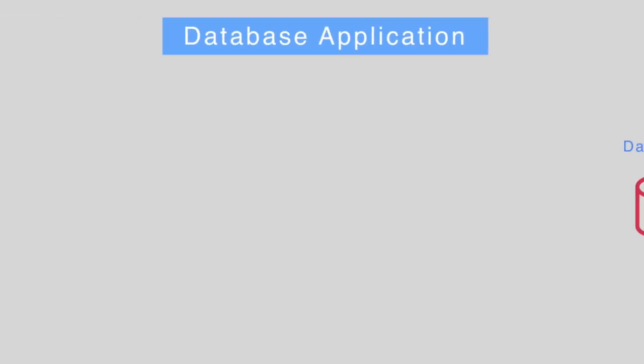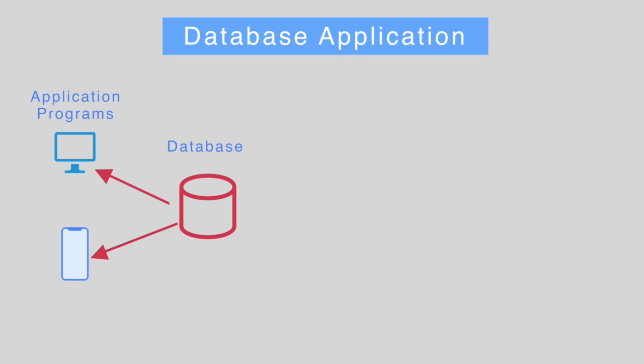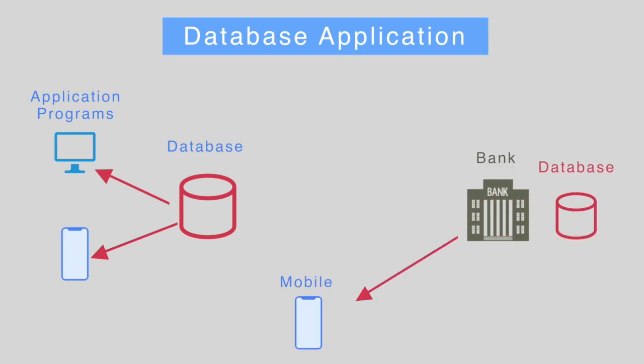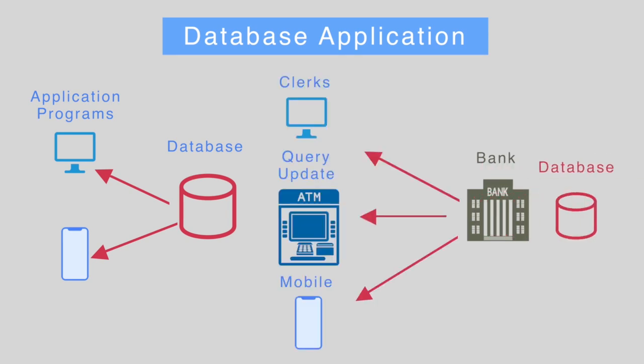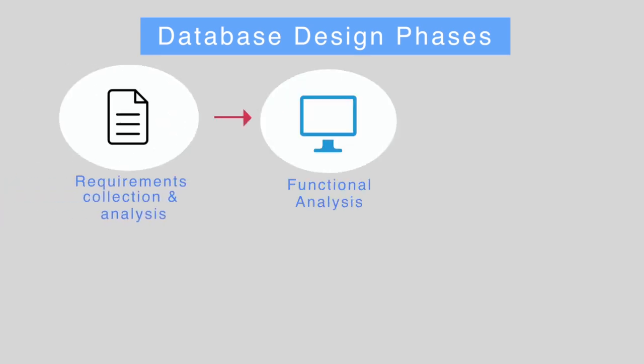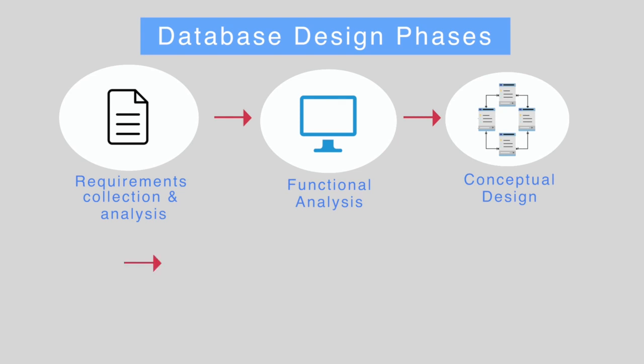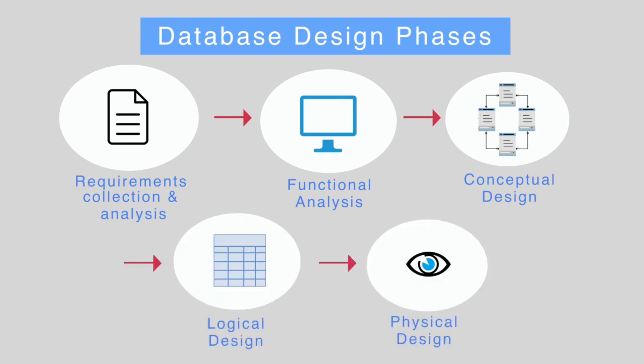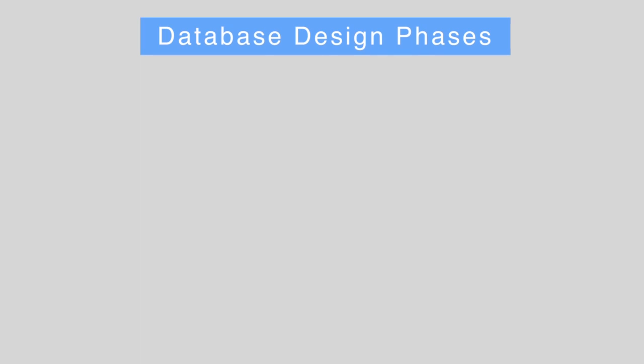A database application refers to a database and its associated programs. These programs will query and update the database. For example, a bank database application includes a database and programs corresponding to customer deposits and withdrawals. To create a database application, we first need to design the database. There are 5 different phases to design a database, and they are requirements collection and analysis, functional requirements analysis, conceptual design, logical design, and physical design. Let us see each phase in detail.